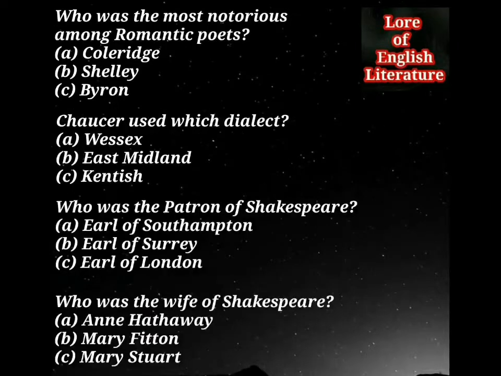Who was the most notorious among romantic poets? Coleridge, Shelley, Byron. So Byron is the correct option. He was very notorious. He had many scandals with women, and because of these scandals he had to leave England as well, and then he settled in Italy.